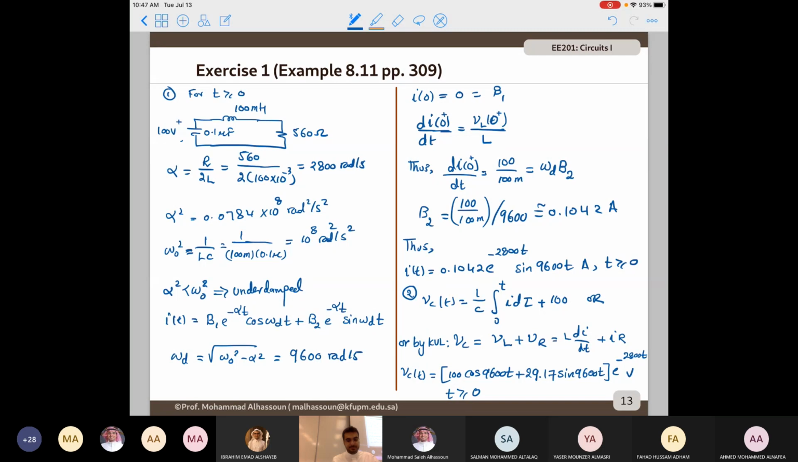Any questions, guys? Clear? Okay, so we can solve as many problems as we want. The way of solving problems here is exactly similar to the previous case, the case where we have a parallel RLC circuit. The only difference here is we need to be careful about the initial conditions, as well as using the right form of alpha.